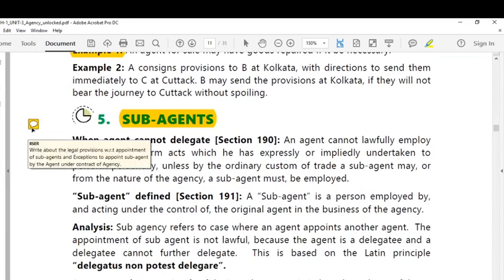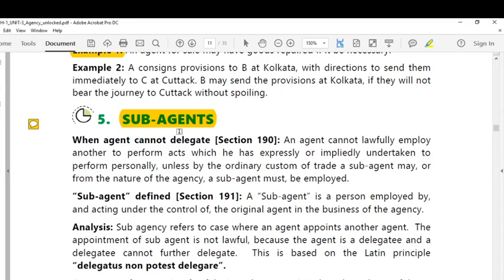So the next topic is about subagents. This is a good, important topic as well. You will be asked to write about the legal provisions with reference to appointment of a subagent and the exceptions to appoint a subagent by the agent under a contract of agency. So here you know that so far an agent has been appointed by a principal. Subagents will sometimes be appointed by an agent.